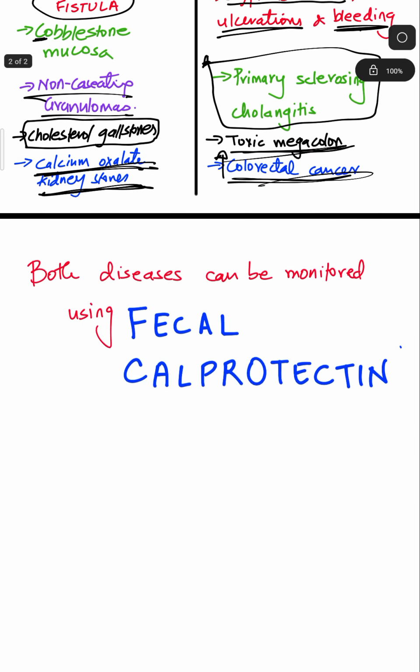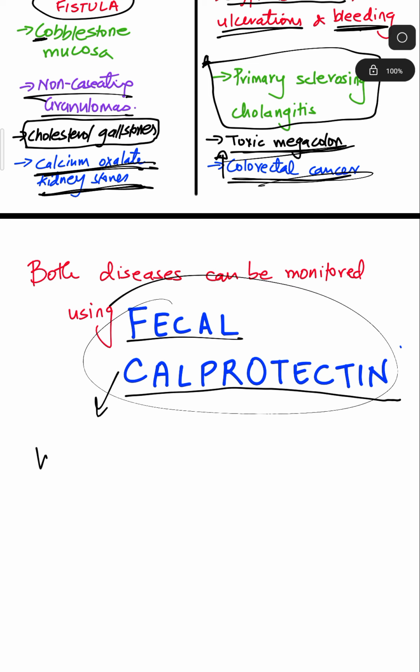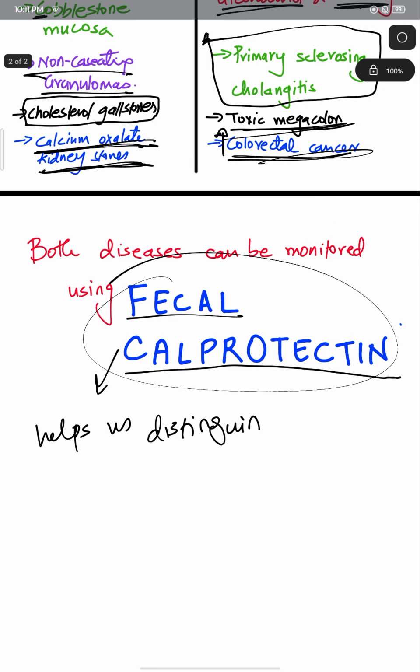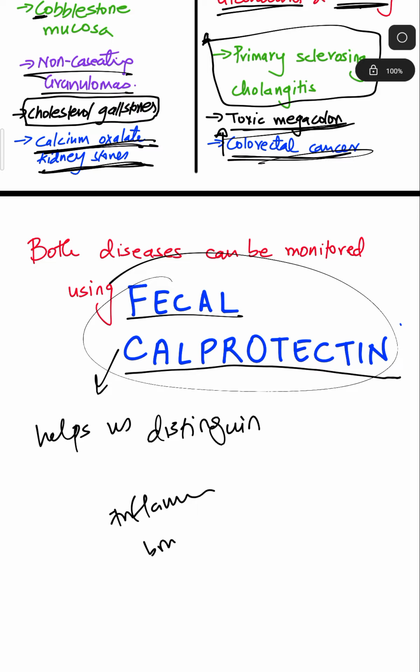Now, important part. Both diseases can be monitored with fecal calprotectin. Fecal calprotectin. Why is this important? Because it helps us in distinguishing between inflammatory bowel diseases and IBS. So it helps in distinguishing inflammatory bowel disease from IBS.